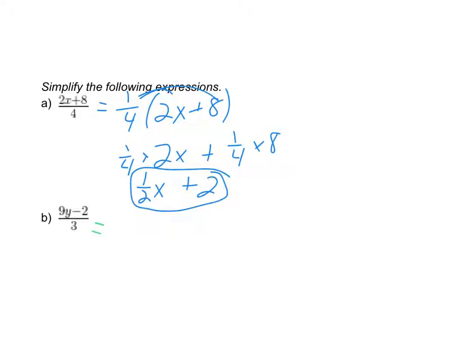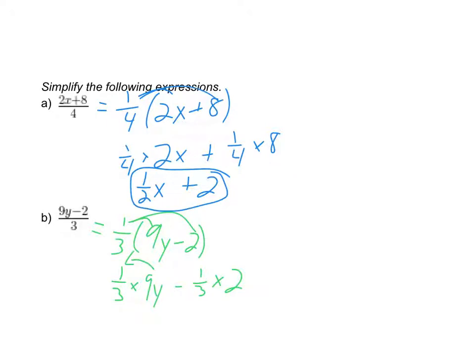Same thing in the second example: I can pull that 3 out and turn it into 1/3 times (9y minus 2), and I can distribute. So I've got 1/3 times 9y minus 1/3 times 2. Multiplying this out, you multiply by the top, so you'd get 9y over 3 minus 2/3. The 9 and the 3 cancel out: 9 divided by 3 is 3, so I'd get 3y minus 2/3 as my final answer.